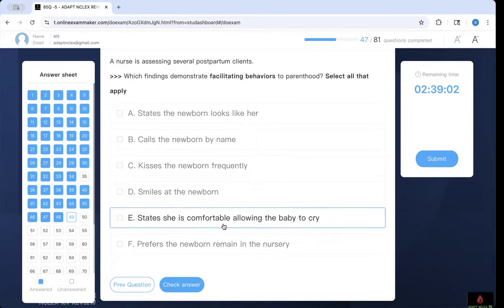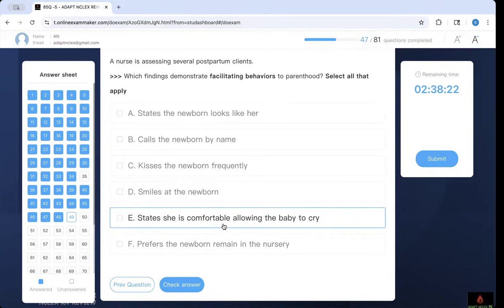A nurse is assessing several clients postpartum. They just had baby. Which finding demonstrates facilitating behavior to parenthood? What do you think? Facilitating behavior to parenthood. If you don't understand, look at it. It means they're coping, they're ready to move on to be a mommy. So that's facilitating behavior, adaptation to having a baby. Which statement indicates that? Once again, NCLEX set that question for the NCLEX. That's what it is.